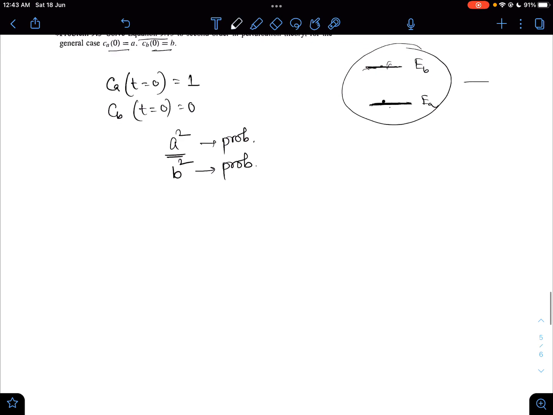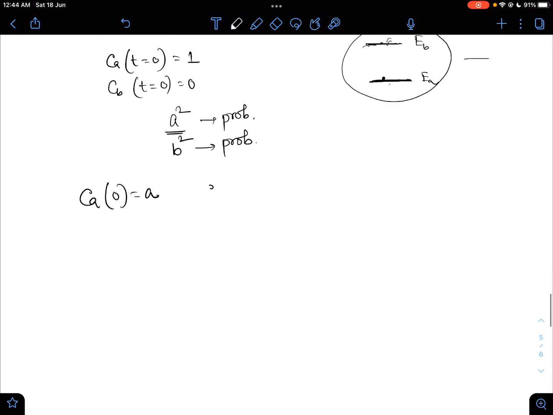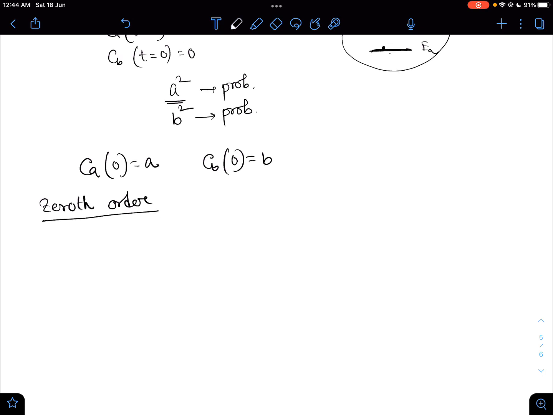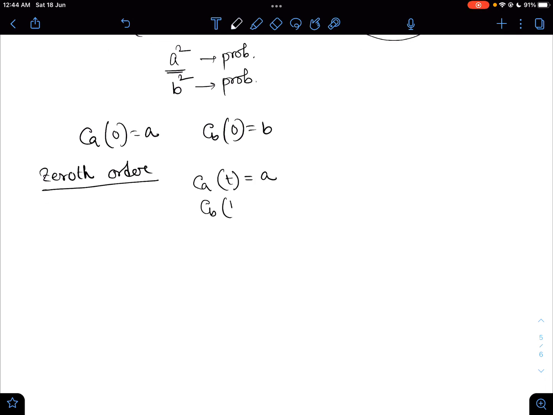Since our initial condition is now CA(0) is A and CB(0) is B, we have to find the second order. That means first we find zeroth order, then first order, and we will insert first order to find the second order. So zeroth order means no perturbation, so probabilities will not change. That means CA(t) will be A and CB(t) will be B.